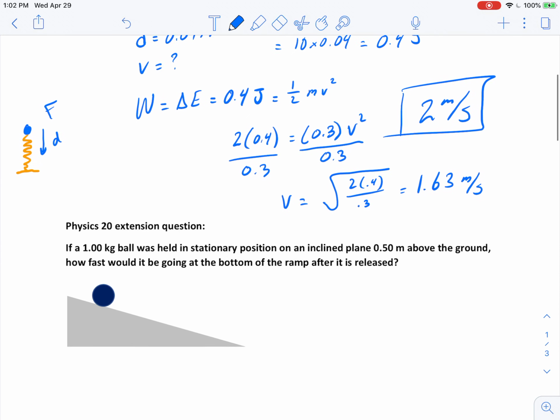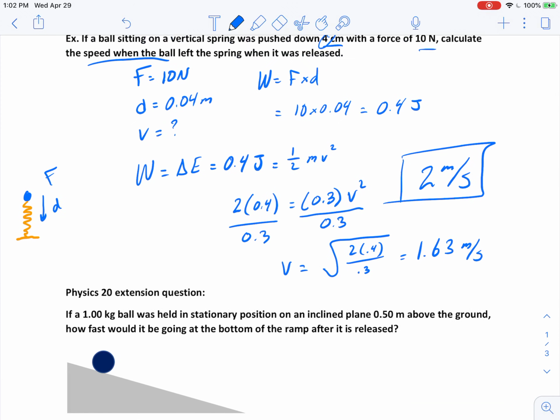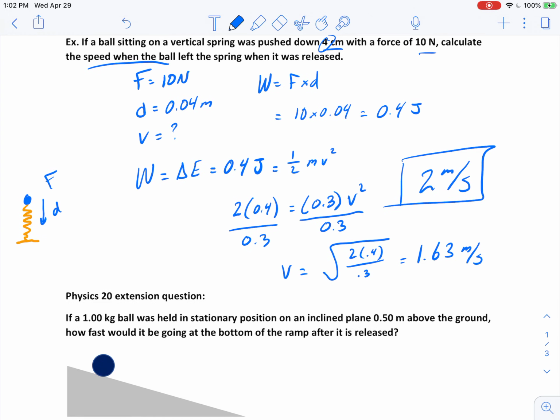Okay, so that's a spring one that's similar to the one that's in your assignment, number 2. This hopefully might help you with some of the work that you have to go through to get there. The big thing is that force times distance is that work formula, and work is related to energy by being the change in energy.